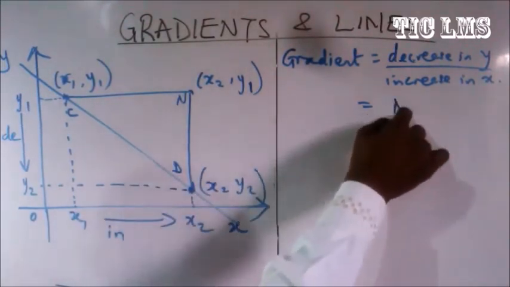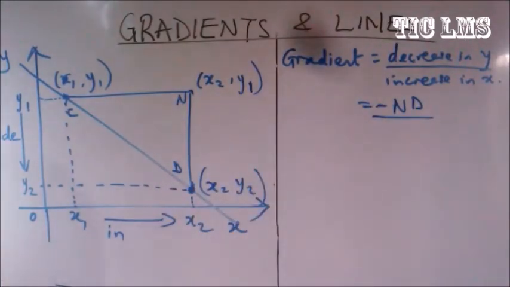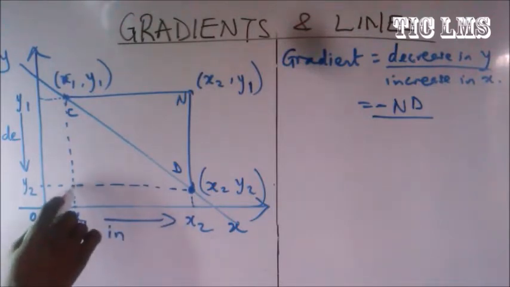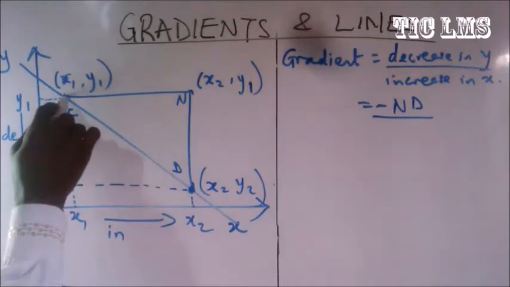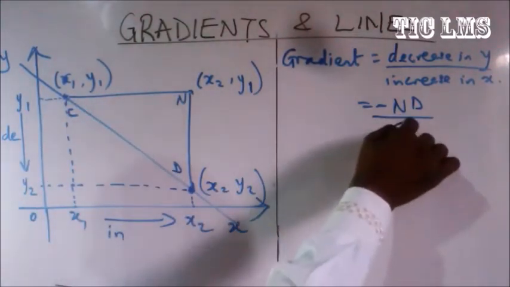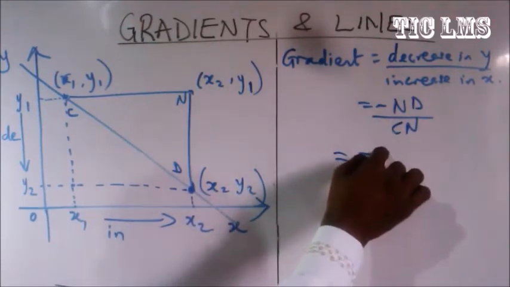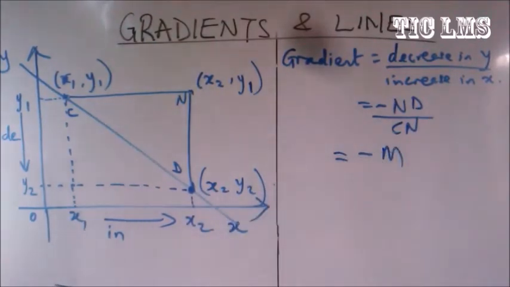So we'll have it as nd. Now when there's a decrease, we'll have it as negative. And then for the change in x, which is an increase, which moves from here to here, is equivalent to cn. So the gradient here is going to be a negative gradient. That is, the slope will be negative.